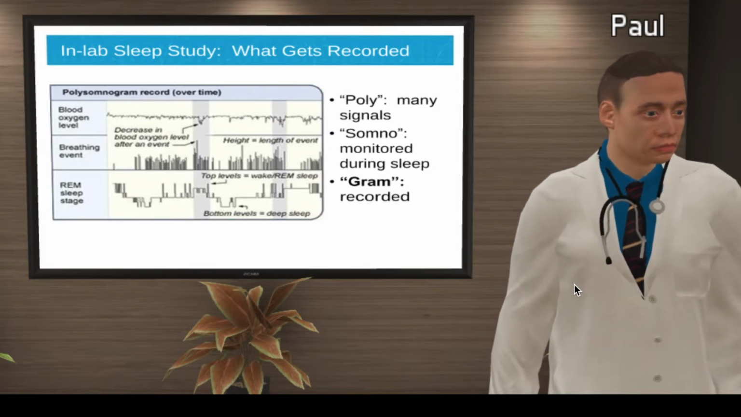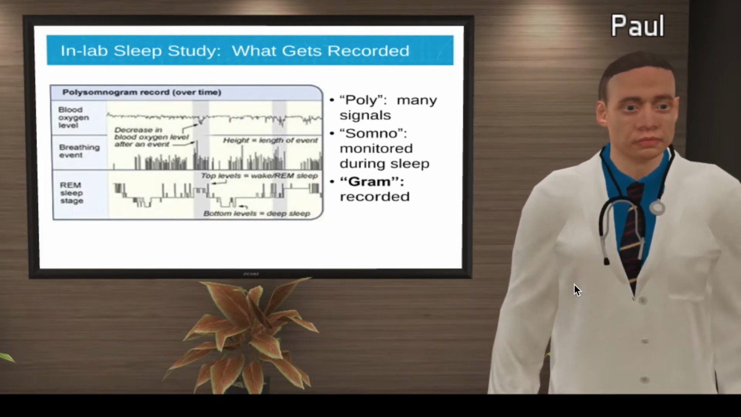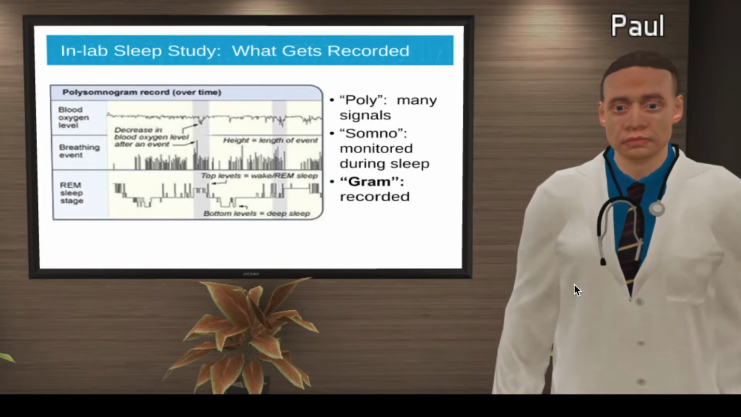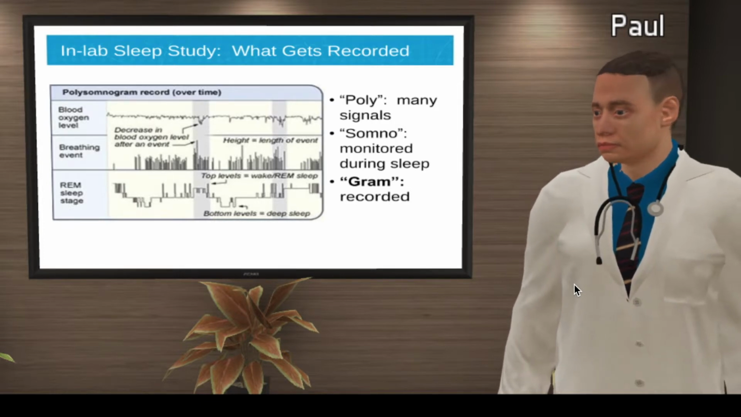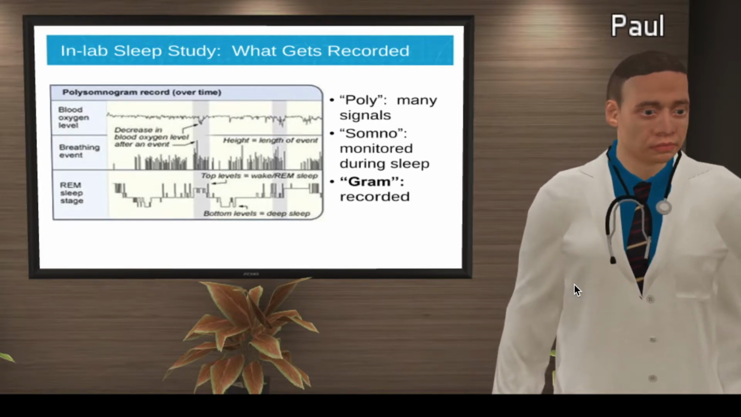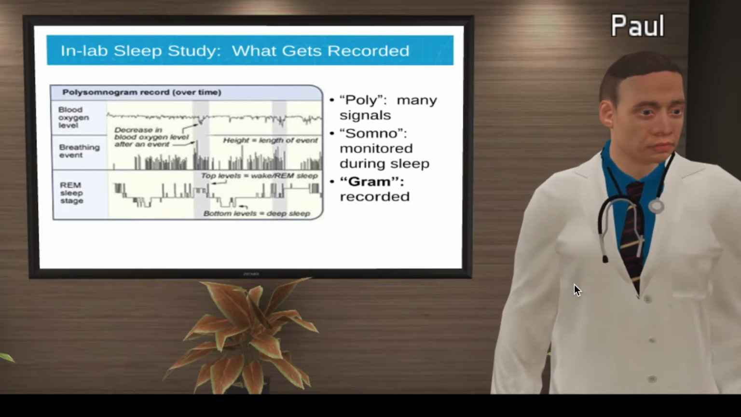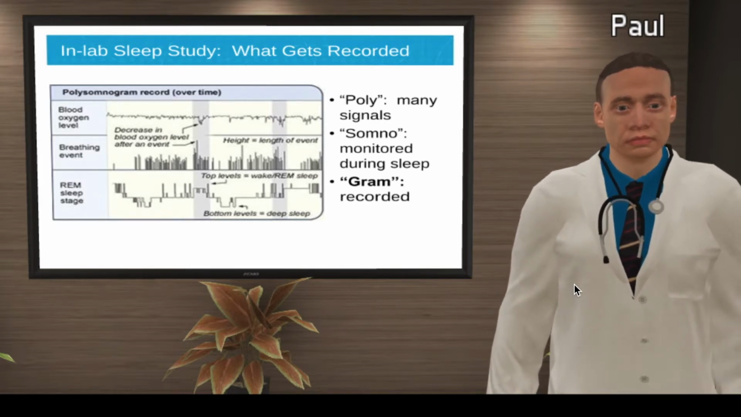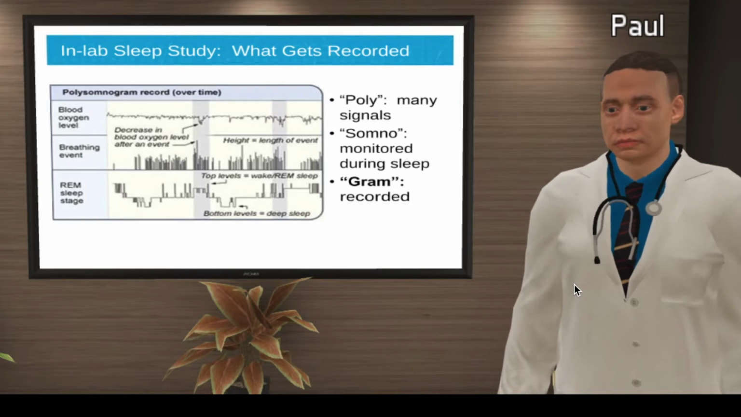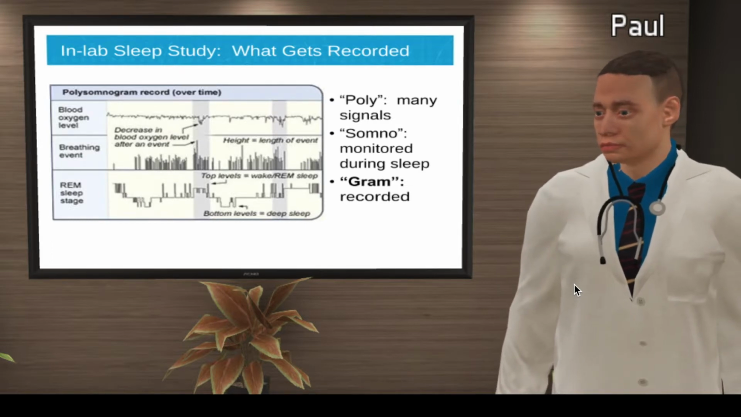Gram, of course, means a recording. We're observing these signals, and we make a recording, generally 6 to 8 hours, of what's going on in your body overnight as you sleep. The signals we measure can tell us something about whether sleep is normal or abnormal, and give us an idea of whether there are medical problems during sleep that we cannot measure when you're awake.